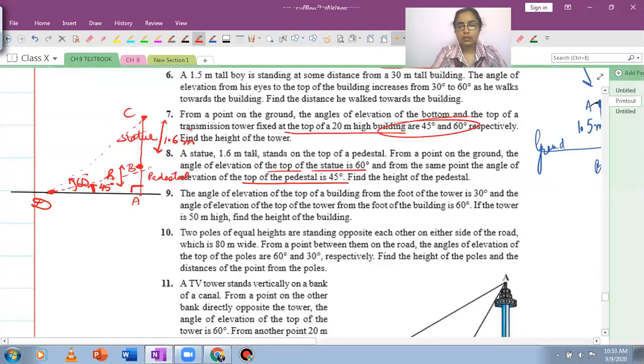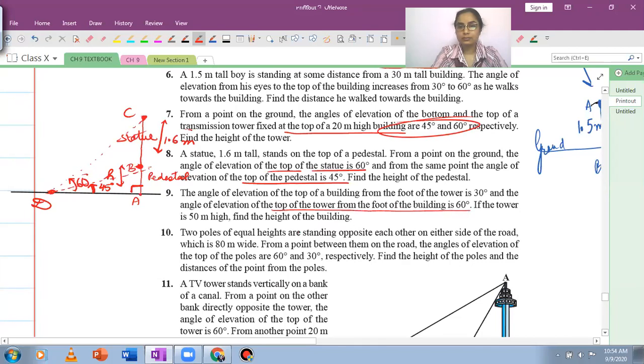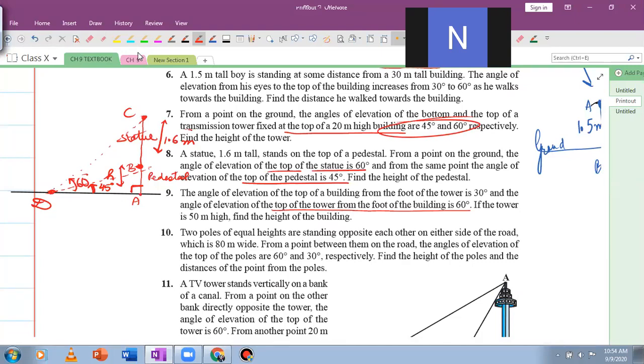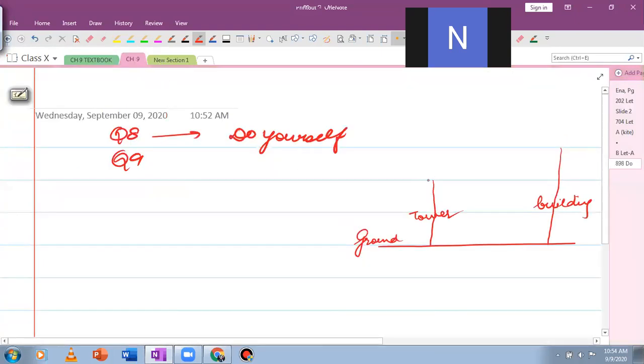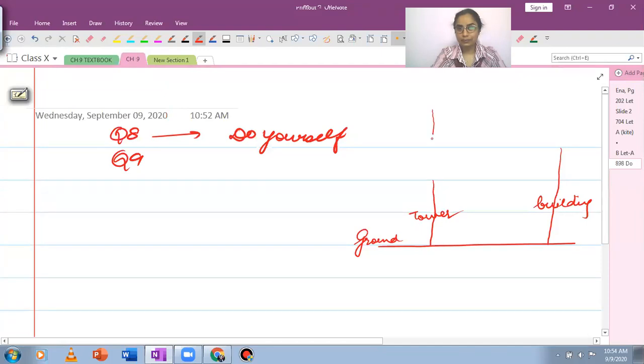There is one thing you can keep in mind: the object whose angle is larger will be taller. So whose angle of elevation is larger? The larger angle is for the top of the tower. So the tower will be taller than the building. Am I correct? Just think. Yes, ma'am. So let's increase the height of the tower.